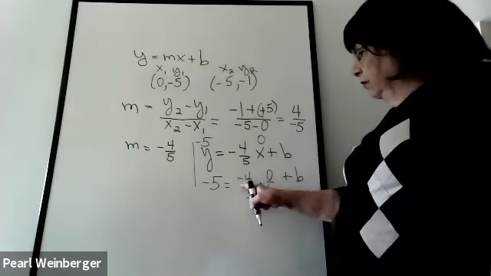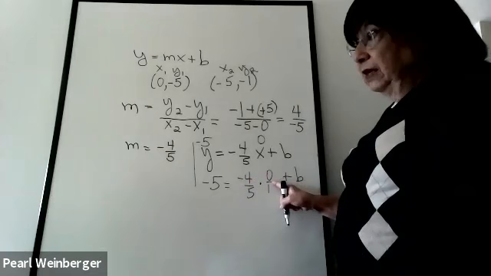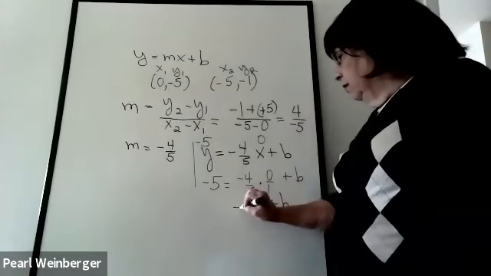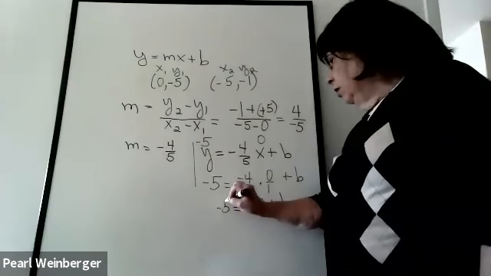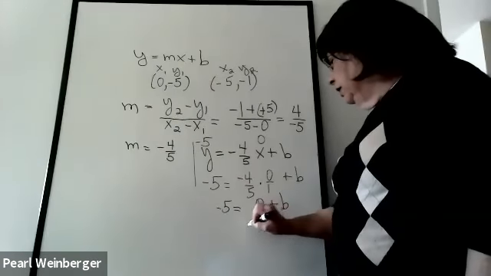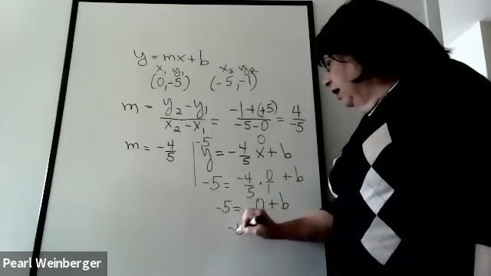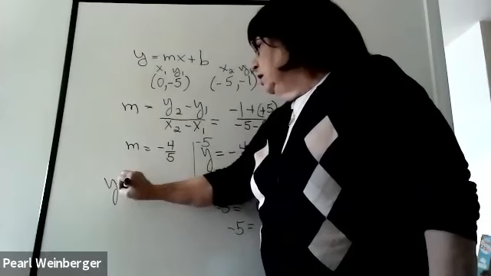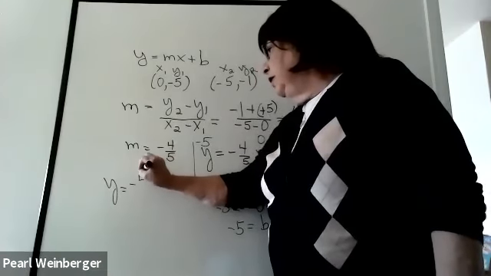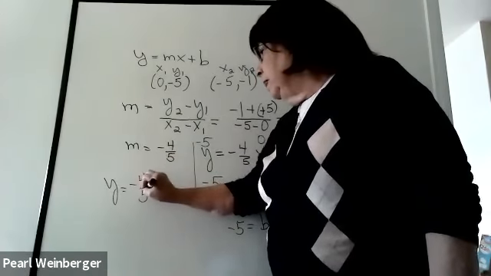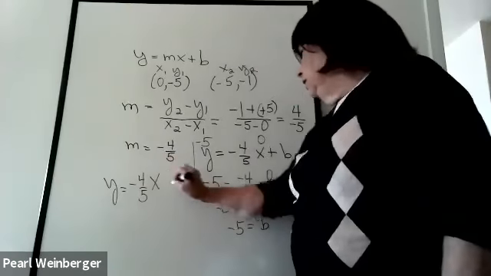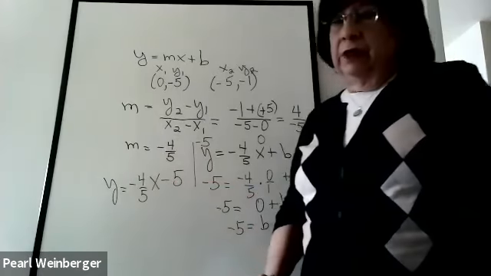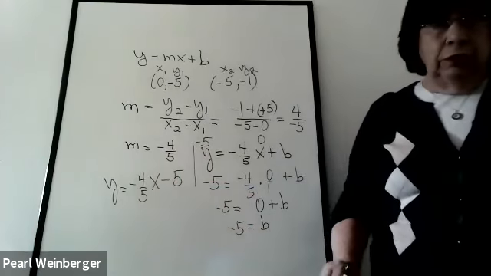Well, -4/5 times 0, 0 times anything is 0. So this becomes 0 plus b. That equals my -5, which means that the b equals -5. So now I have my equation. y equals m, which is -4/5 x, plus b, which is -5. -4/5 x minus 5. Is it clear how to do that now?